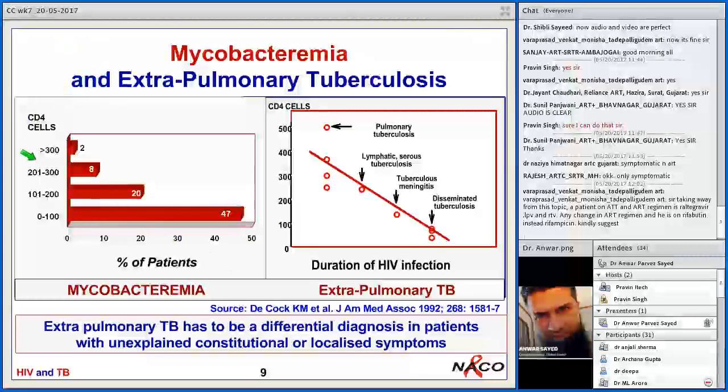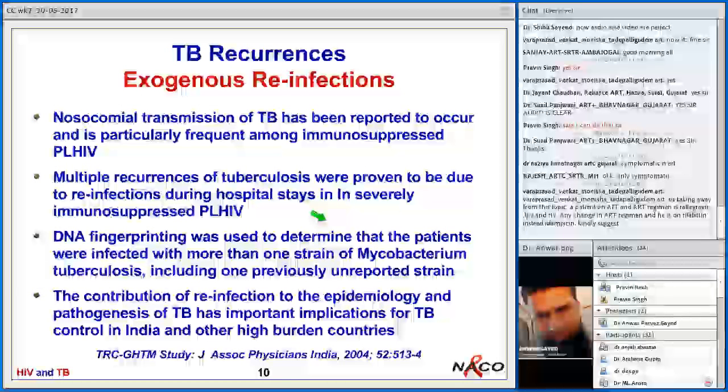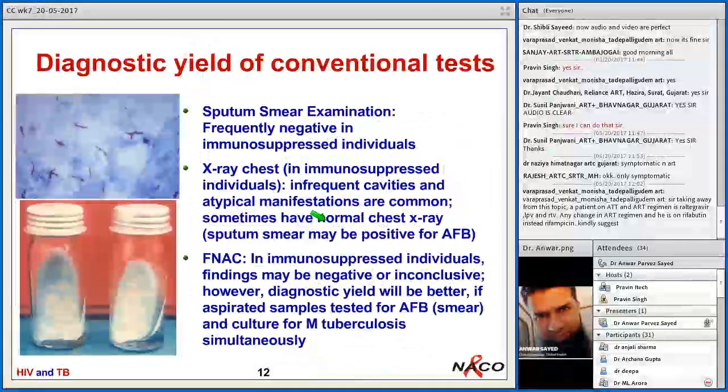So mycobacteremia and extrapulmonary tuberculosis, this is how it is seen. If the CD4 count is very low, you will see more mycobacteremia, that is, more of a disseminated kind of tuberculosis. Extrapulmonary tuberculosis also, if the CD4 count is low, you will see more extrapulmonary tuberculosis or disseminated, unsuspected tuberculosis. We already discussed this, that there will be exogenous reinfection and endogenous reactivation.